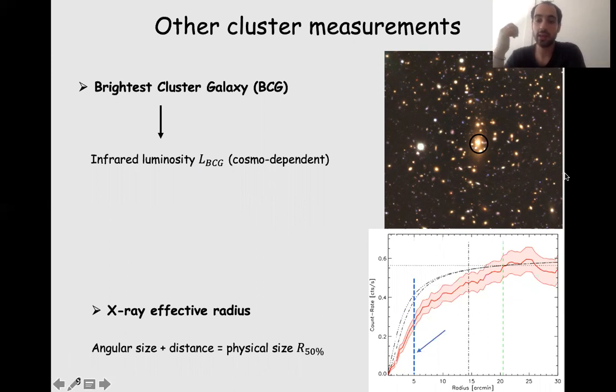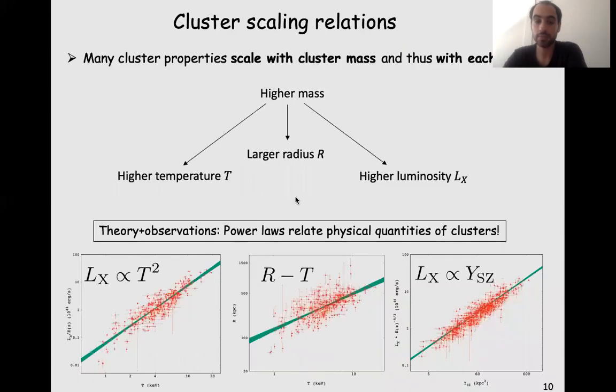Each cluster can provide us with multiple, independent ways to trace cosmology. For example, we can also measure the infrared luminosity of the central biggest galaxy in each cluster, or we can measure the X-ray effective radius of each cluster. Both of these quantities strongly depend on the cosmological assumptions we make.